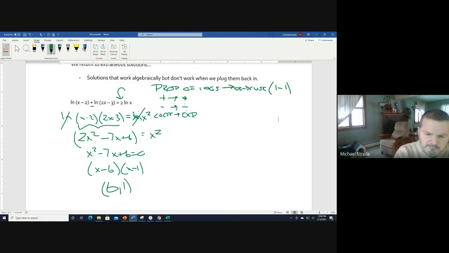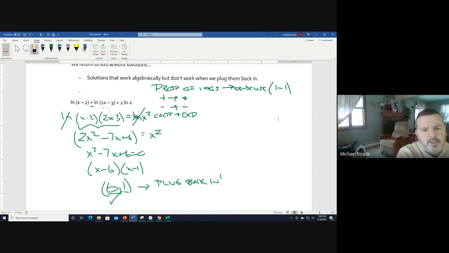However, you do need to plug back in. If I try 6, 6 minus 2 is 4. 6 times 2 is 12. 12 minus 3 is 9. And then that's also 6. So 6 is good. So 6 works. Now I try 1.